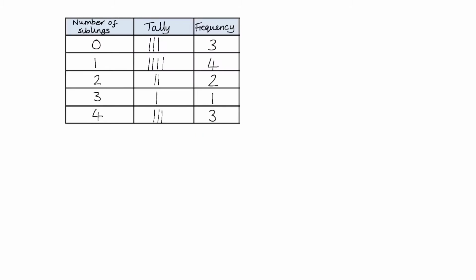Pictograms. A pictogram is a way of showing information by using symbols and pictures. Here we have a frequency table showing the numbers of brothers and sisters, or siblings, that some children have. So we can see that there are 3 children who have no siblings. Having 1 sibling, that means there are 4 children in this class who only have 1 brother or sister. 2 have 2, 1 has 3 siblings, and 3 children have 4 siblings.